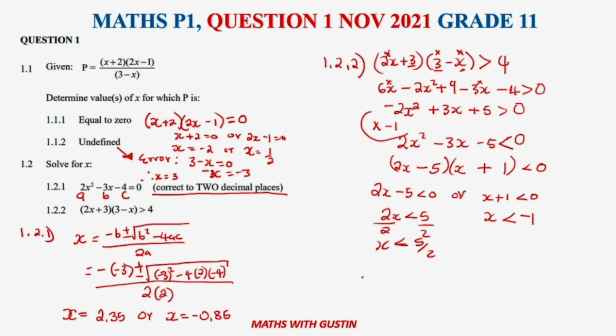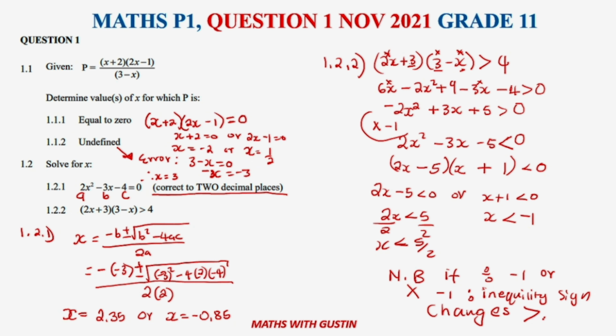Please guys, don't forget that NB, if you divide by negative 1, or you multiply by negative 1, the inequality sign would change. Let me say inequality sign change. Okay, very, very important, guys. Inequality sign changes. So if it was facing that side, it was greater than, then it will become this side. Okay, and the other way around, and vice versa.